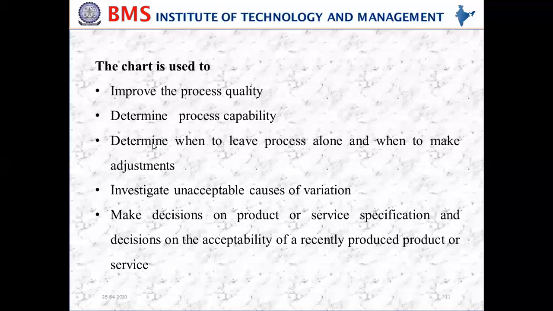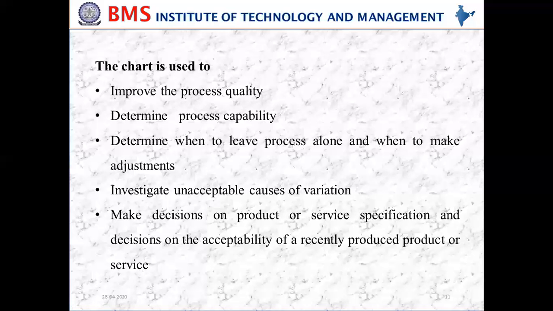And when to make an adjustment? For example, if there is an assignable cause of variation, then we need to make adjustments in the control chart's control limits. So the control chart determines when to leave the process alone and when to make the adjustment. If the process is operating within the control limits, we leave the process alone. If the process is not operating within the control limits, then we need to go for adjustments. Then investigate the unacceptable causes of variation. So we need to take corrective action for assignable causes of variation.